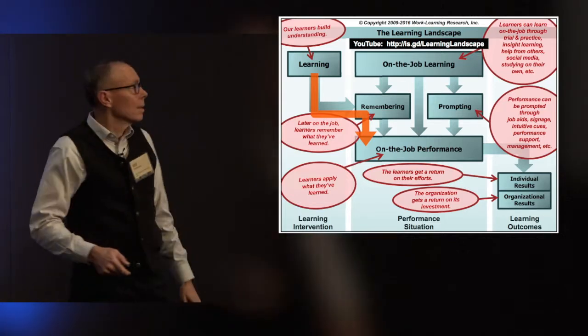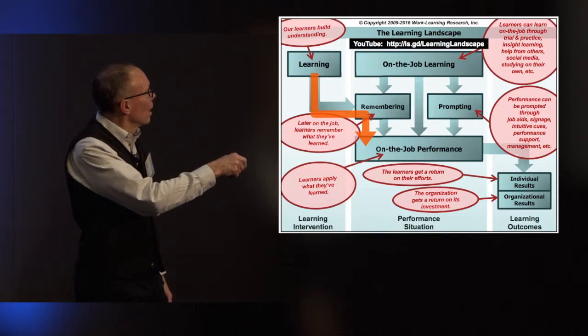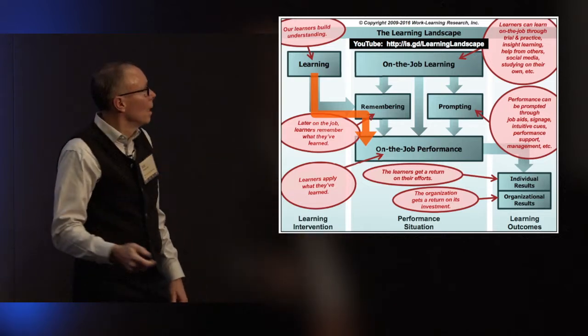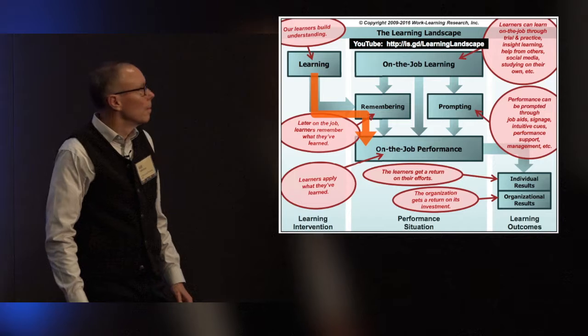And you'll notice three pathways. People can learn on the job to remember later on the job. They can learn on the job when they're dealing with a performance issue. This is sort of the just-in-time learning. And they can also create, for example, a job aid for themselves to prompt their behavior later.